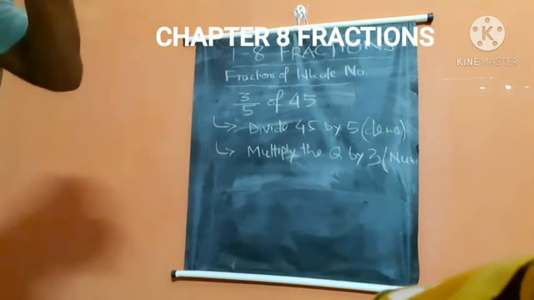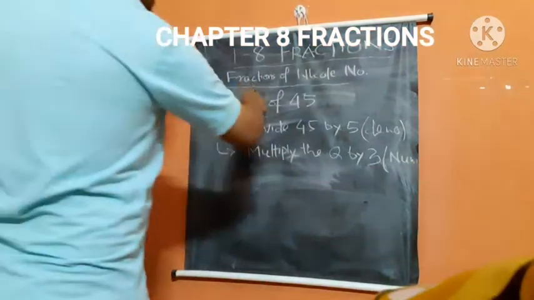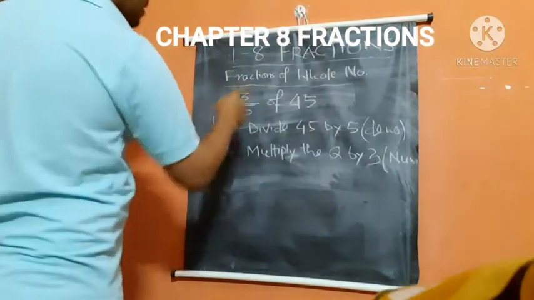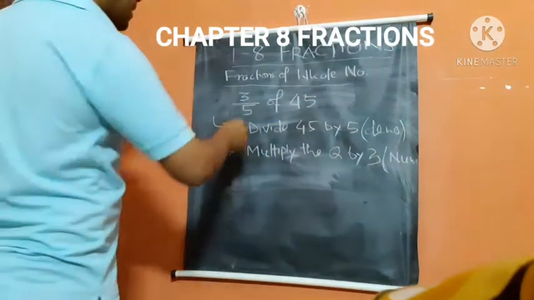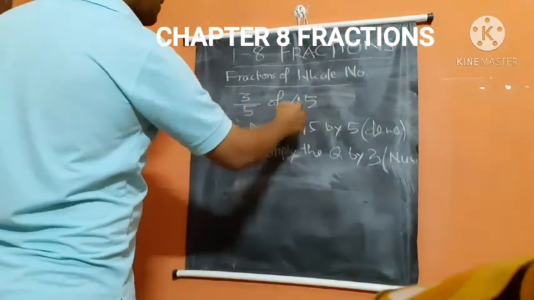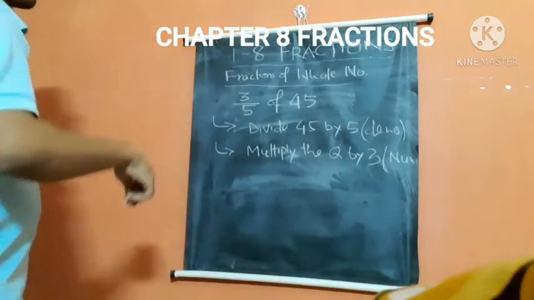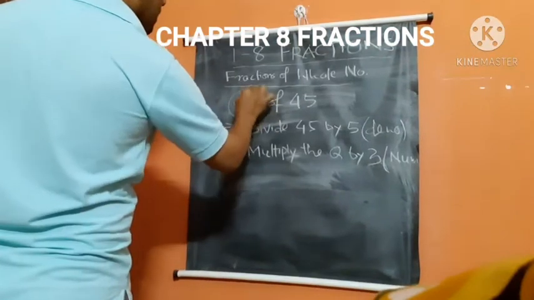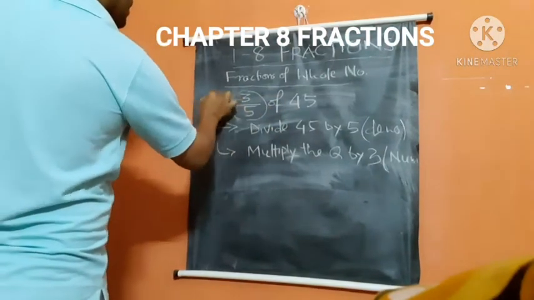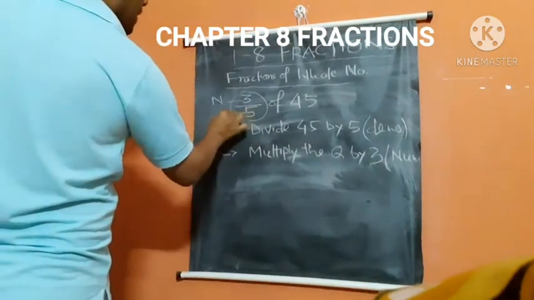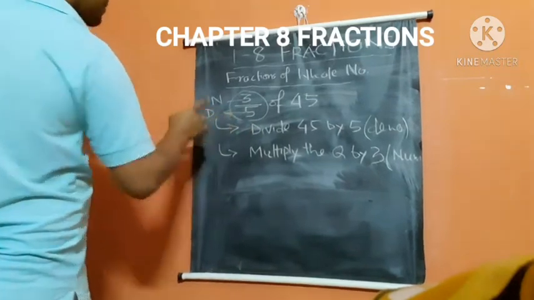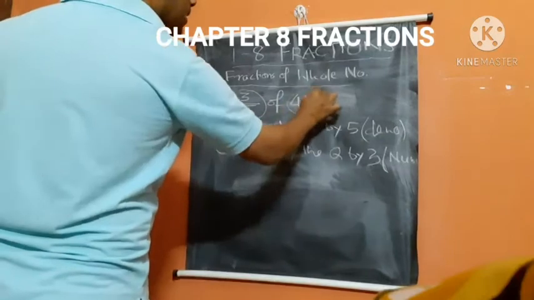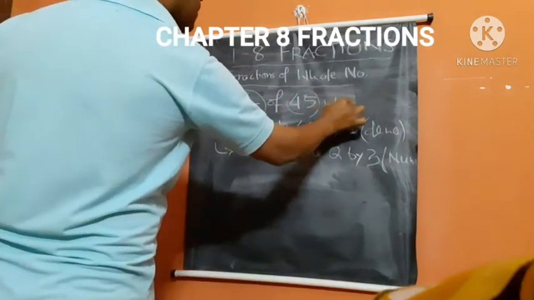So today we will study fractions of a whole number. In your book you can follow the example given: 3 by 5 of 45. How will we find 3 by 5 of 45? Here 3 by 5 is the fraction part, where 3 is the numerator and 5 is the denominator, as I told you earlier. And 45 is the whole number.